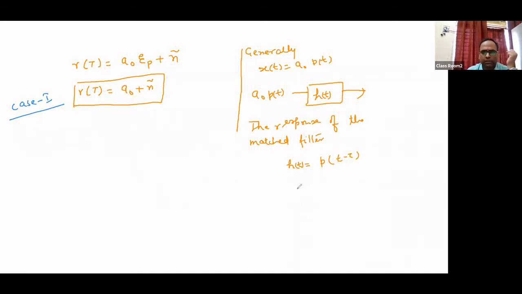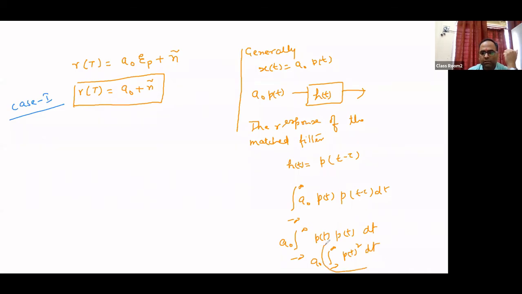So for example, you can say here that it can be written as integral from minus infinity to infinity of A naught p(t) into h(t) dt. At the place of h(t), we can write p(t minus tau). So A naught can be taken out from the integration. And if we assume that tau is 0 in the ideal situation, then p(t minus tau) can also be written as p(t). So this is A naught times the integral from minus infinity to infinity of p squared(t) dt.